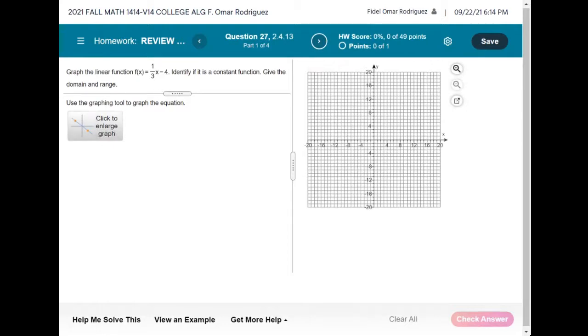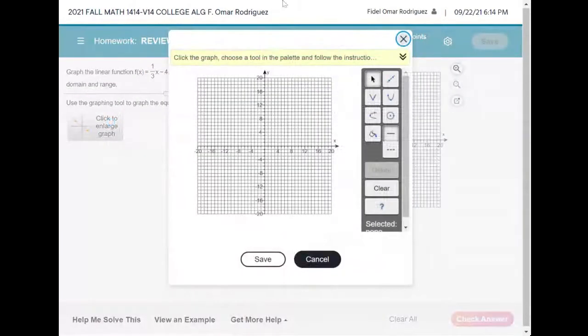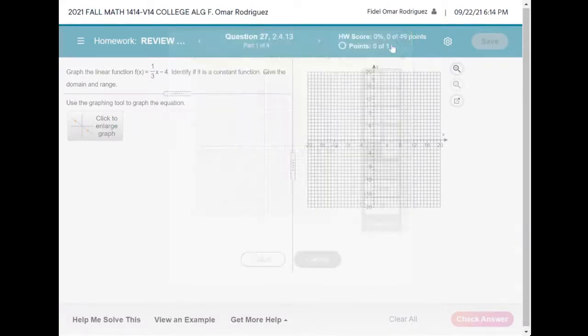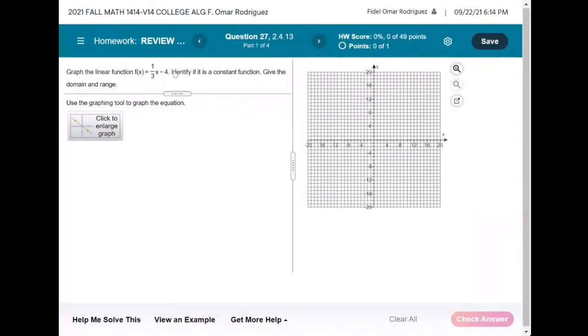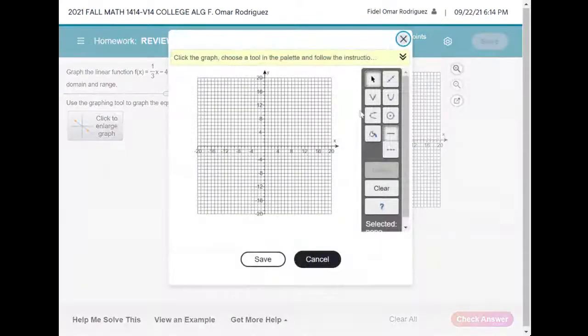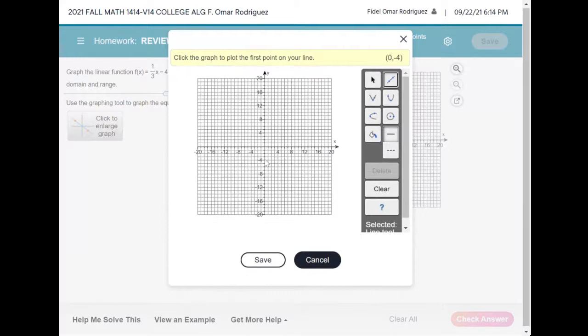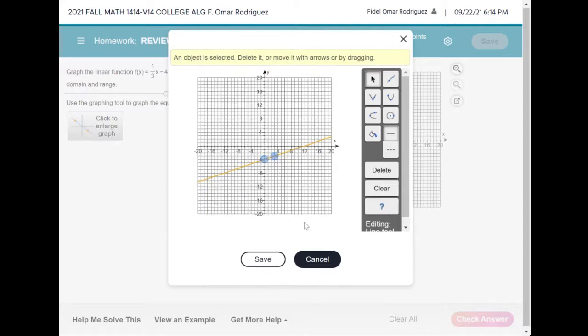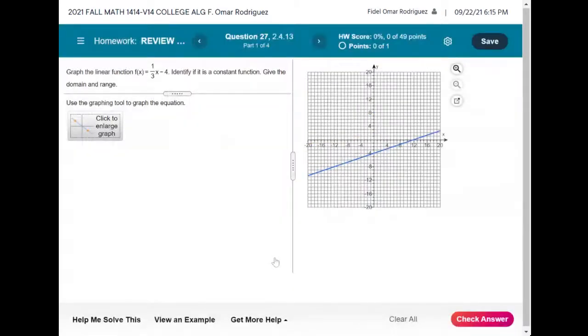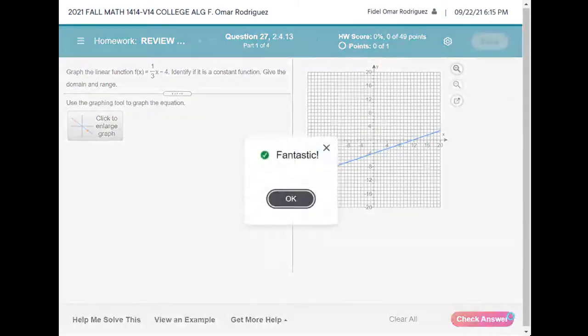So look, let's use the graphing tool to graph the equation. If I were to pull this up, you guys can see exactly what I'm looking at. The equation is 1/3 x minus 4. So I'm going to click my line. I'm going to start down here at -4, and then go up 1 and over 1, 2, and 3. I'm going to save it, and I'm going to check my answer.